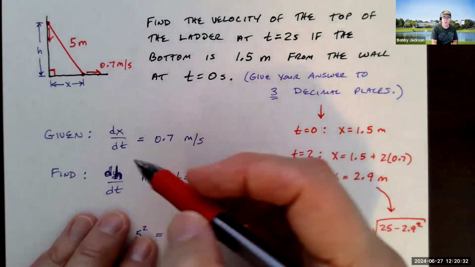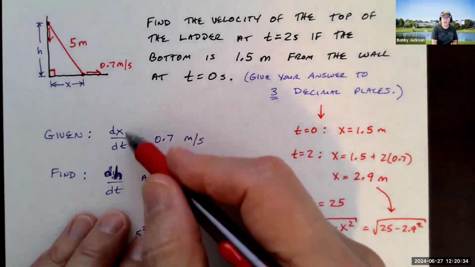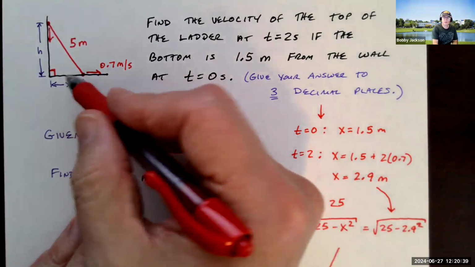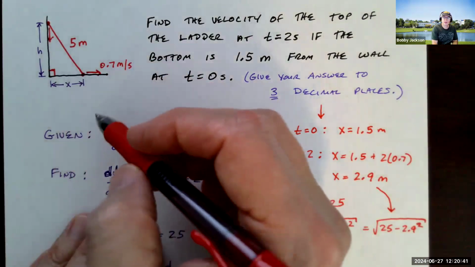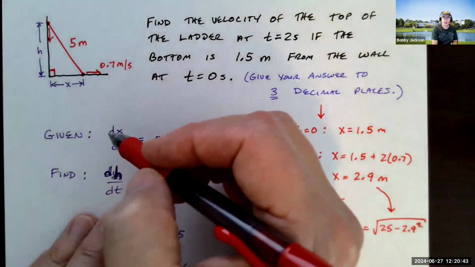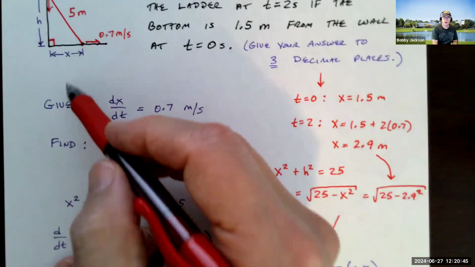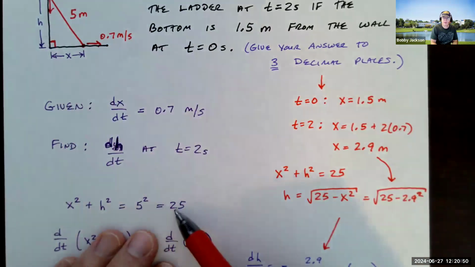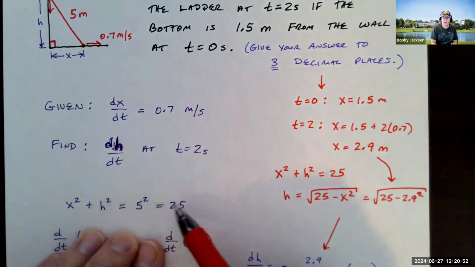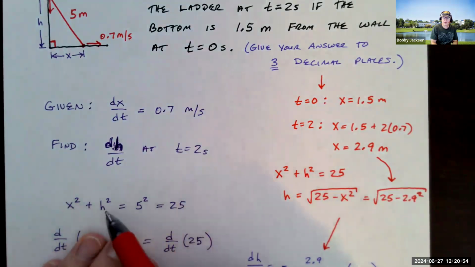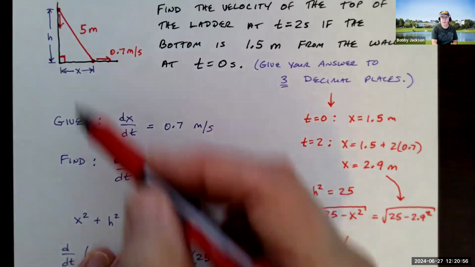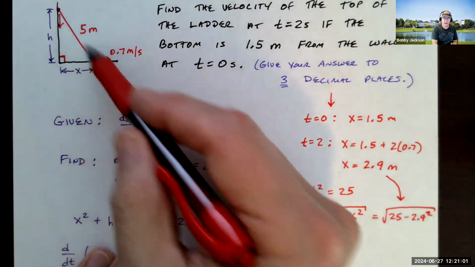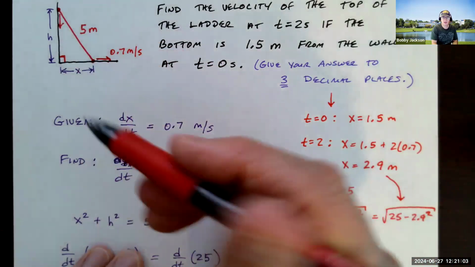Okay, so what equation relates our variables of interest, x and h? Well, we've got a right triangle here, and we can see the Pythagorean theorem comes into play, right? And that is x squared plus h squared is 5 squared. 5 squared, of course, is 25, right? So at any point in time, x squared plus h squared must be equal to 25. The length of the ladder is fixed. It's not changing. Don't assign a variable to that. That is fixed. It's not an extendable ladder.